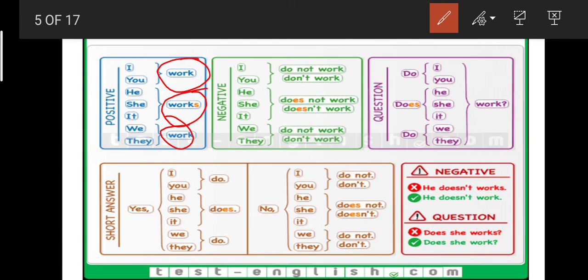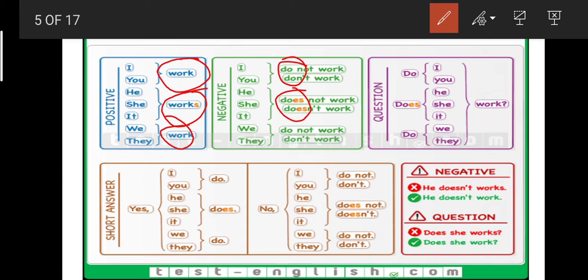And if I want to make it negative, I'm gonna add don't or doesn't. So we use don't with I, you, we, they, and we use doesn't with he, she, it, and we don't add s at the end of the verb with doesn't. Okay, so we say she doesn't work. We cannot say she doesn't works.